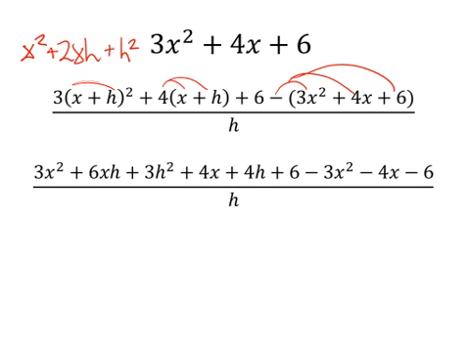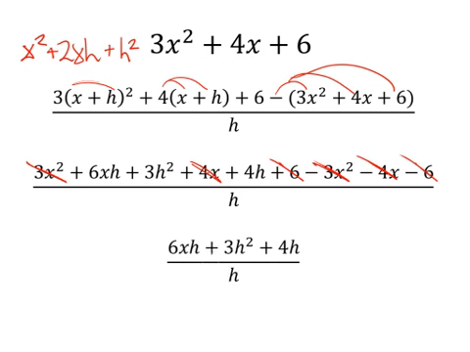What you'll notice is that the subtracting of the original function, all of those end up canceling, which for the most part should always happen. That's one thing that's nice about this function, those cancel out, leaving us with just 6xh plus 3h squared plus 4h all over h, and then we can reduce that h out, so the h on the bottom disappears. We're left with 6x plus 3h plus 4, and that ends up being our answer.